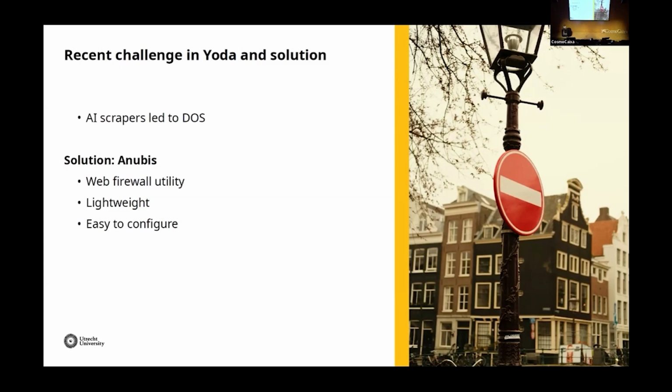Anubis is an open source web firewall utility. It is lightweight and easy to configure. It also lets us adjust policies so that we can allow the good bots as well. They have a commercial support system, but also an unbranded version. We're using their unbranded version at the moment, but we are in talks with our management to also support them going forward.